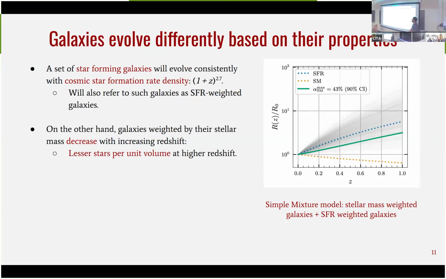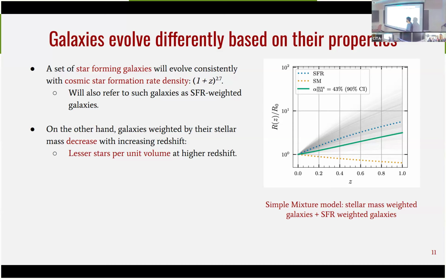A set of star-forming galaxies will evolve consistently with the cosmic star formation rate density. So you had more star formation in the past than you have right now, so it will increase with redshift. So this blue line here is basically how the number density of star-forming galaxies, weighted by the star formation rate, would evolve as a function of redshift. I'll refer to these galaxies as SFR-weighted galaxies in the rest of the talk.